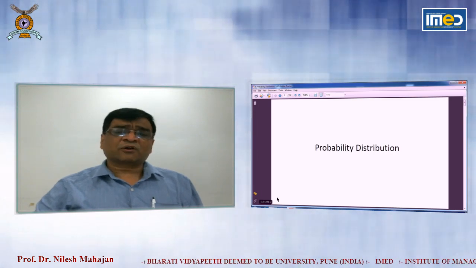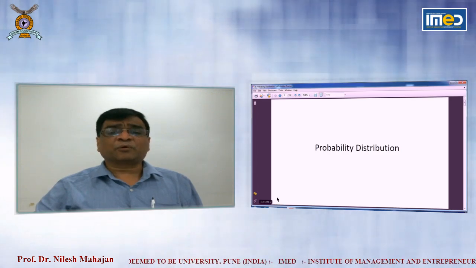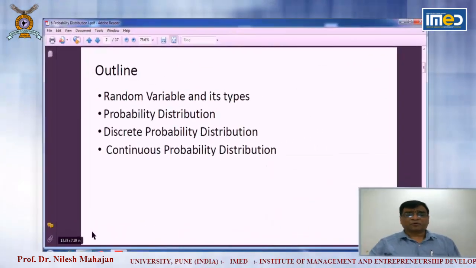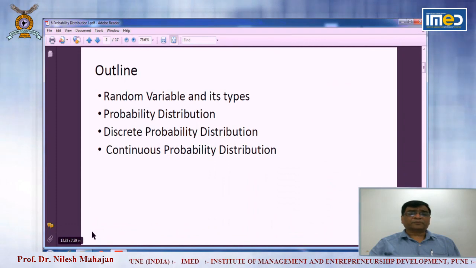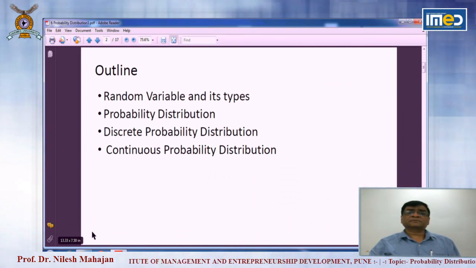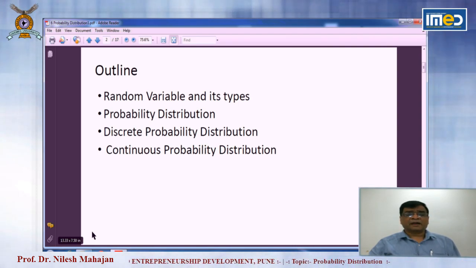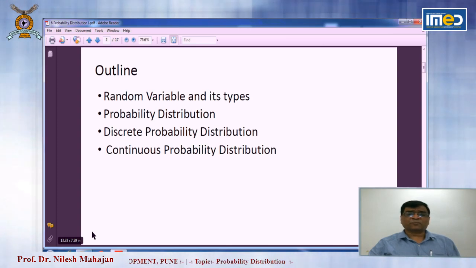Probability distribution means how to distribute the probability in your problems. The outline of my lecture is random variable and its types, probability distribution, discrete probability distribution, and continuous probability distribution. So today we are discussing these 4 points.